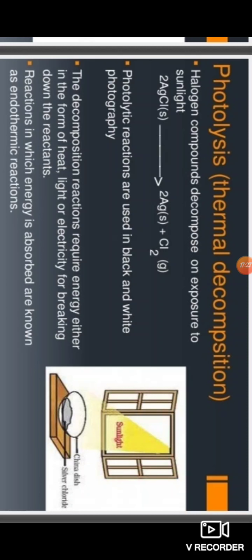Here AgCl means silver chloride. The symbol of silver is Ag, and Cl means chlorine. In the presence of sunlight, heat is absorbed and silver chloride splits into silver and chlorine. Photolytic reactions are used in black and white photography.